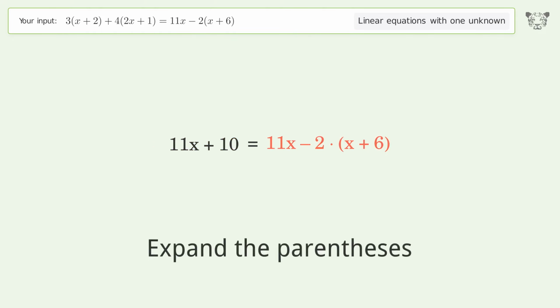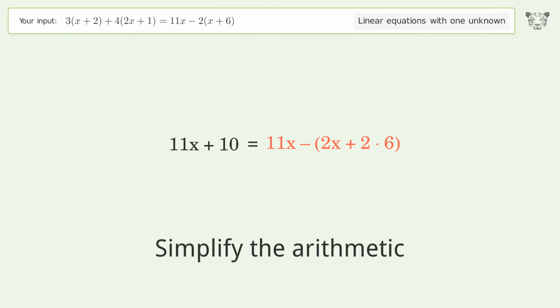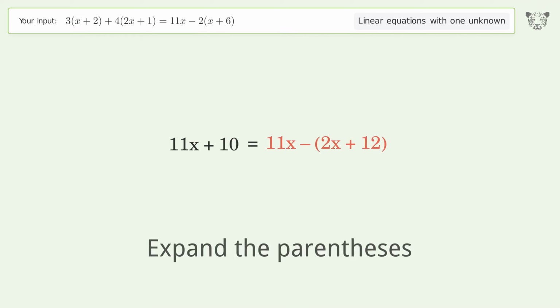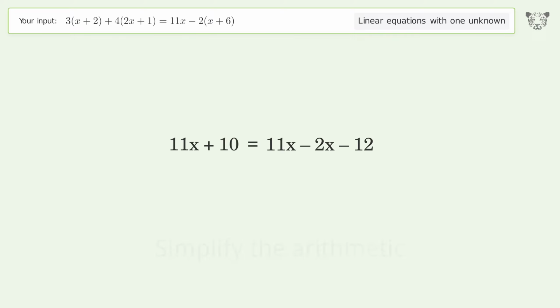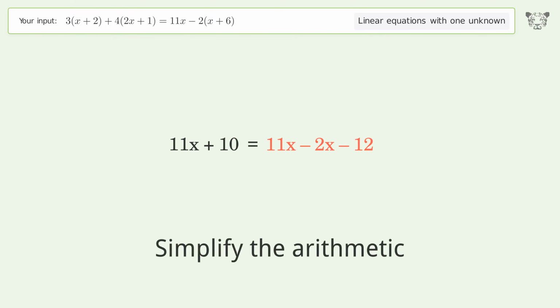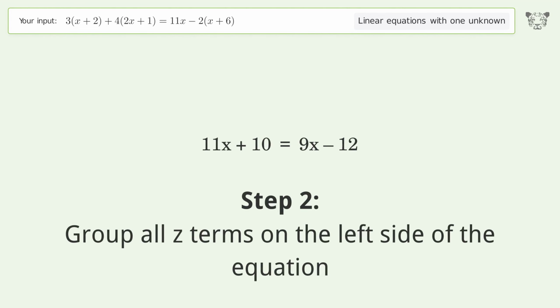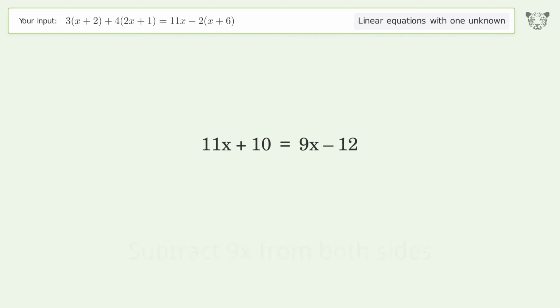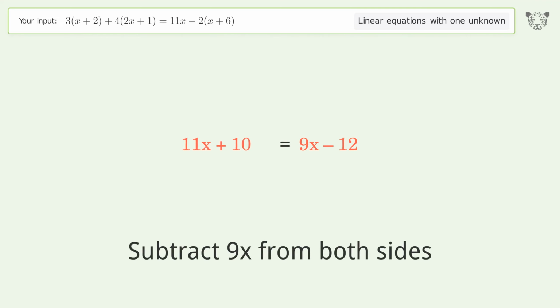Expand the parentheses. Simplify the arithmetic. Expand the parentheses. Simplify the arithmetic. Group all z terms on the left side of the equation. Subtract 9x from both sides.